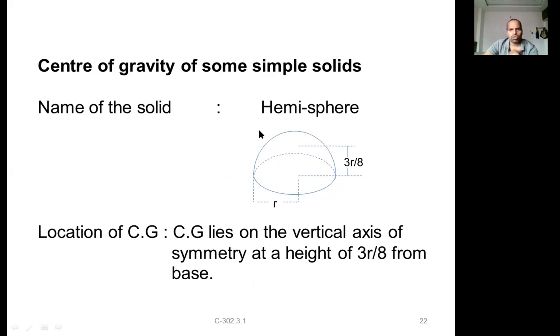Next, hemisphere. For a hemisphere, the CG lies at a height of 3r by 8. This height is nothing but 3r by 8. CG lies on the vertical axis of symmetry at a height of 3r by 8. This is the vertical axis, the symmetric axis. On this line it lies, and the height is 3r by 8.